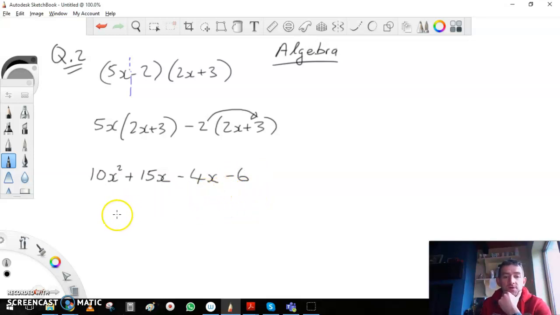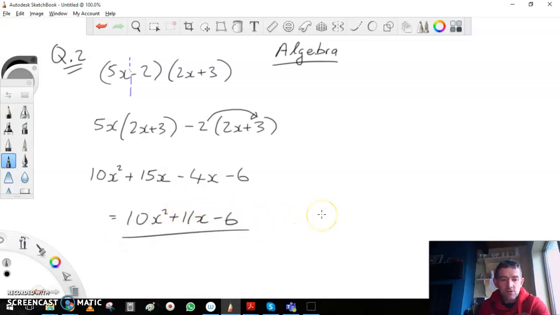So now we just have to tidy up, and we get 10x squared plus 15x, right? 15 take away the 4 gives us 11x minus 6. And that should be it.